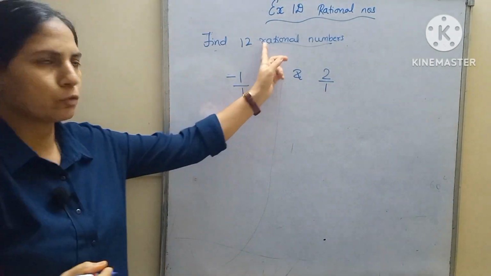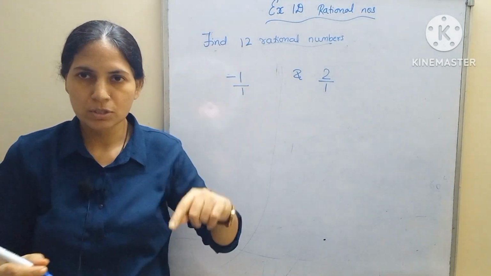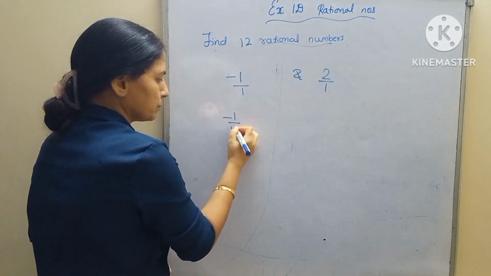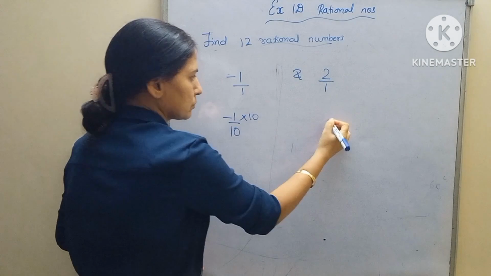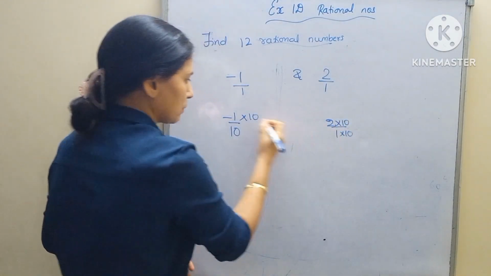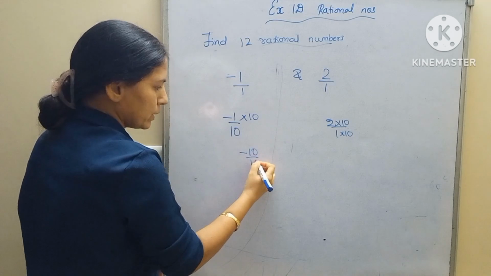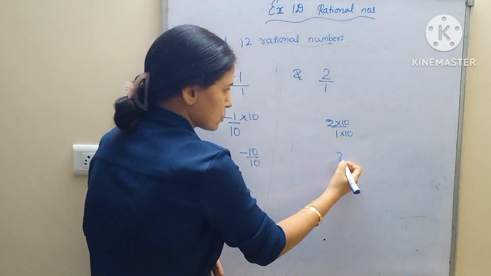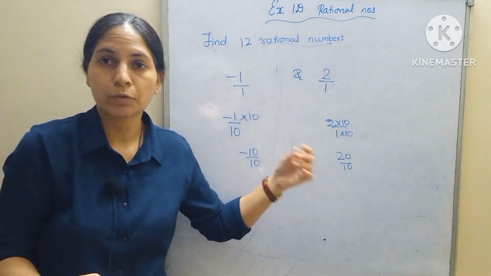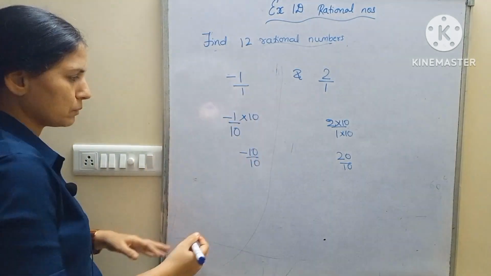Now how many you have to find? 12. I would suggest you to multiply all by 10. Multiply everything by 10. See what comes. Minus 10 upon 10 and this is 20 upon 10. How many numbers do you want? You will find many numbers.